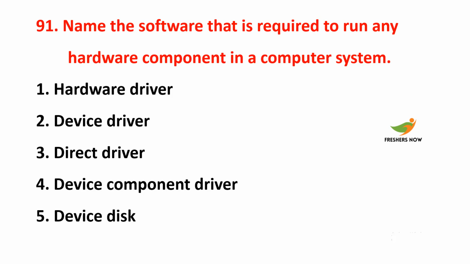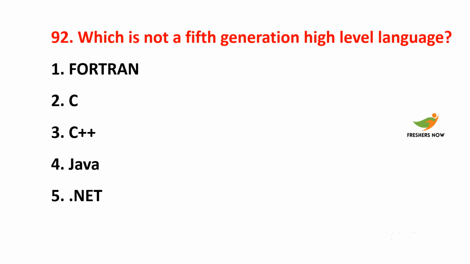91st question. Name the software that is required to run any hardware component in a computer system. And the answer is option 2, device driver. 92nd question. Which is not a 5th generation high level language? And the answer is option 1, Fortran.